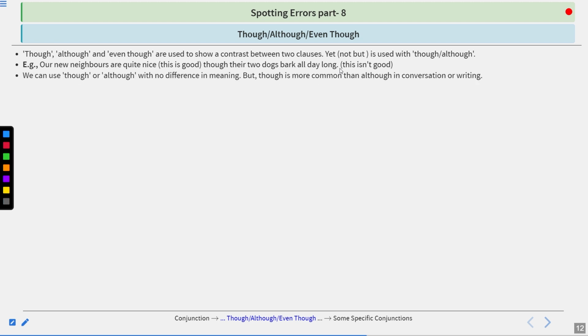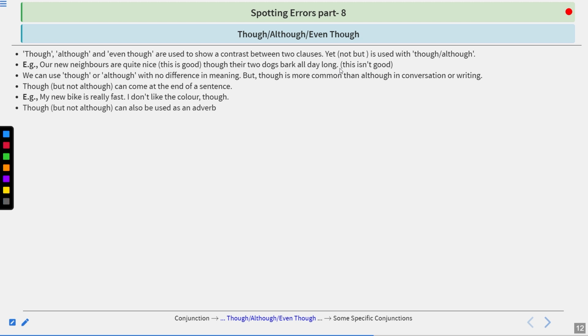We can use though or although with no difference in meaning, but though is more common than although in conversation or writing. So you can use though or although; it has no difference, but though is more common. Though, but not although, can come at the end of the sentence. My new bike is really fast. I don't like the color though. So you can use though at the end of the sentence, but not although.